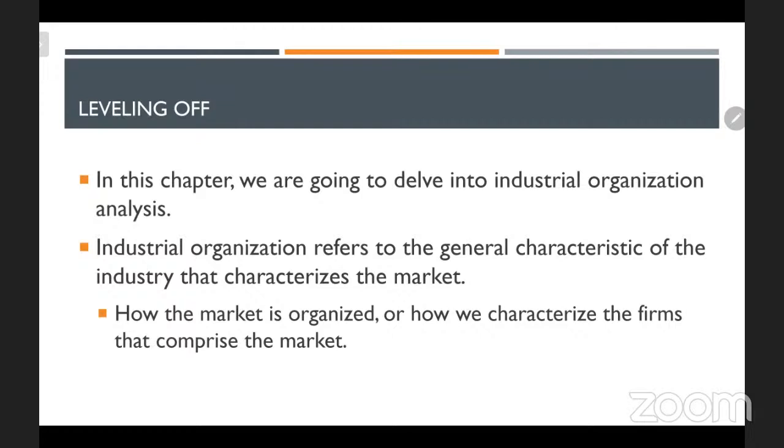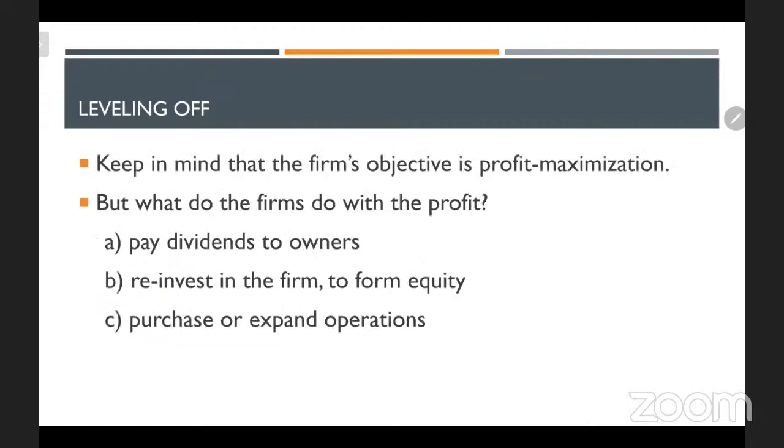So the question is, how is the market organized? Sasabihin, ang sagot ay, it is perfectly competitive or imperfectly competitive. So that's how the industries are organized. So how the market is organized, or how we characterize the firms that comprise the market, is what we call industrial organization. So keep in mind that every firm's objective is profit maximization.